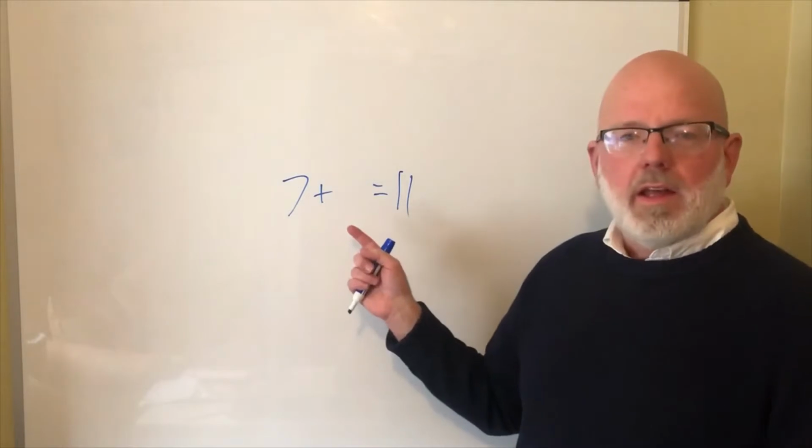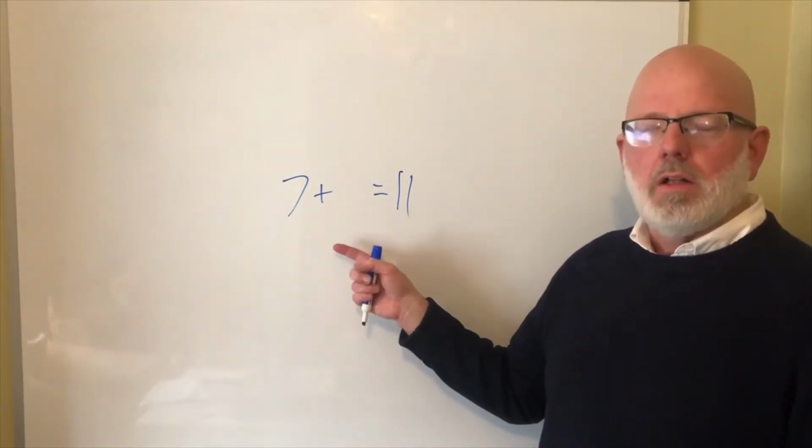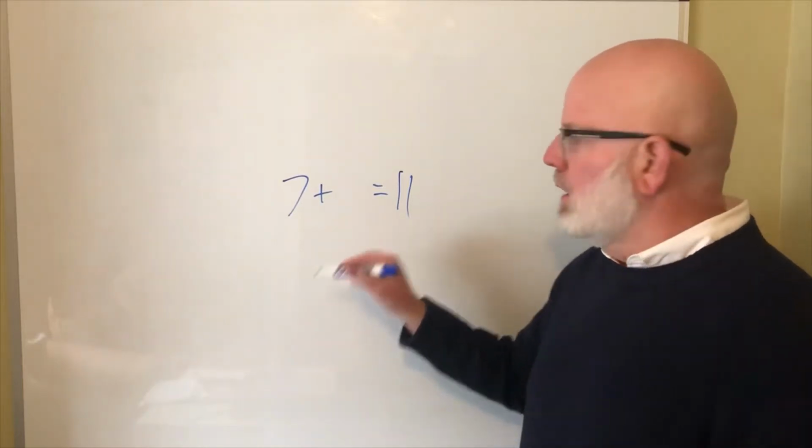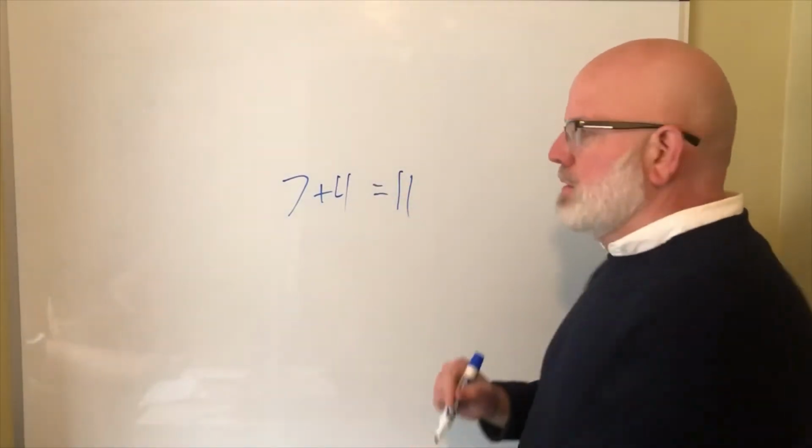The only way to get the answer would be to guess. You'd say, well, let's see, is it a 1, 7 plus 1? No. Is it a 2? No. Is it a 3? Oh, it's a 4. So remember, there's no such thing as subtraction.